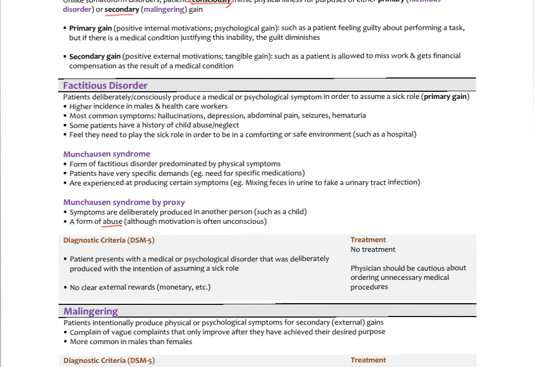So the criteria for this is the patient presents with a medical or psychological disorder that was again deliberately produced with the intention of assuming a sick role, and there's no clear external reward, monetary or otherwise. There is no treatment for this, and the important thing is that these patients will often demand a lot of extra testing or whatnot, and we have to be careful about over-ordering those kinds of things. So this can be very difficult to treat.